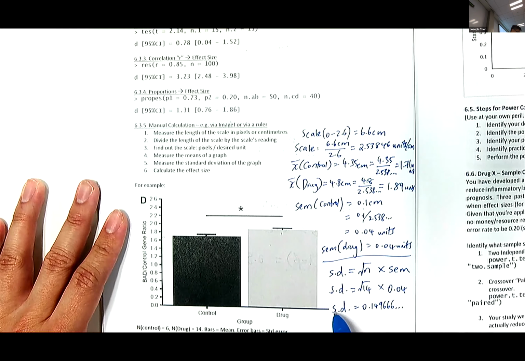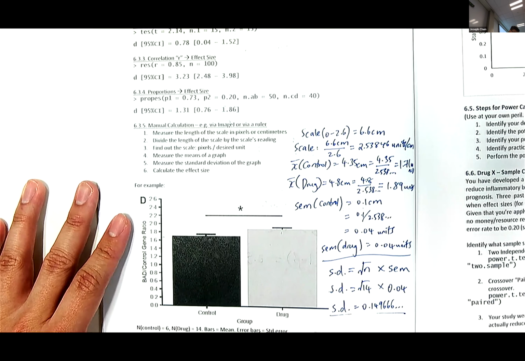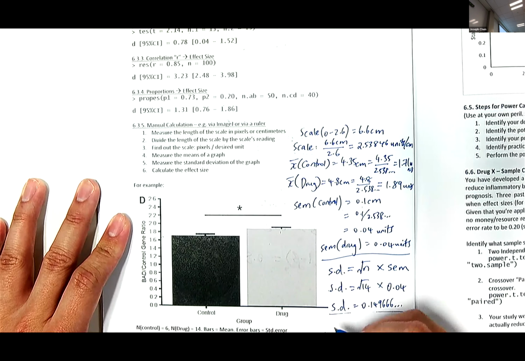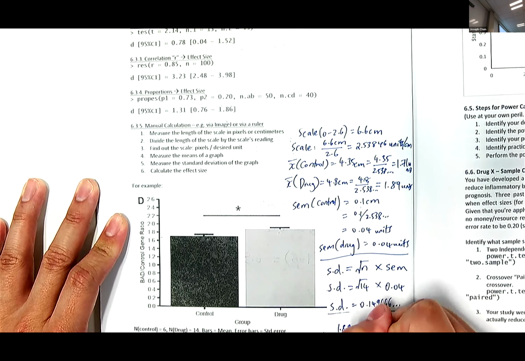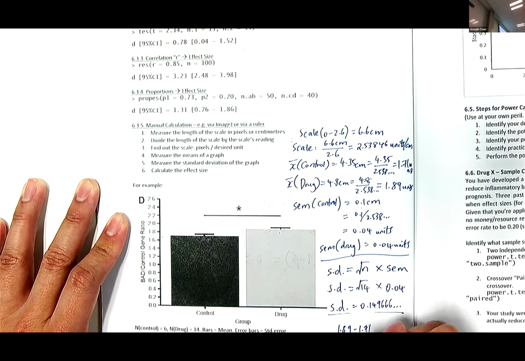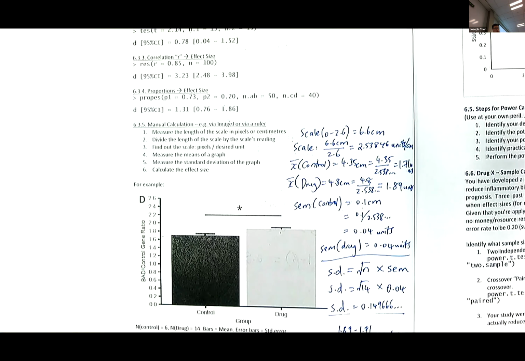But anyway, now that I've got the standard deviation and I've got the mean of control and the mean of drug, I can now calculate Cohen's d: 1.89 minus 1.71 divided by 0.14966..., and that equals a Cohen's d of roughly 1.2. So I did these calculations beforehand, but that just kind of shows you.